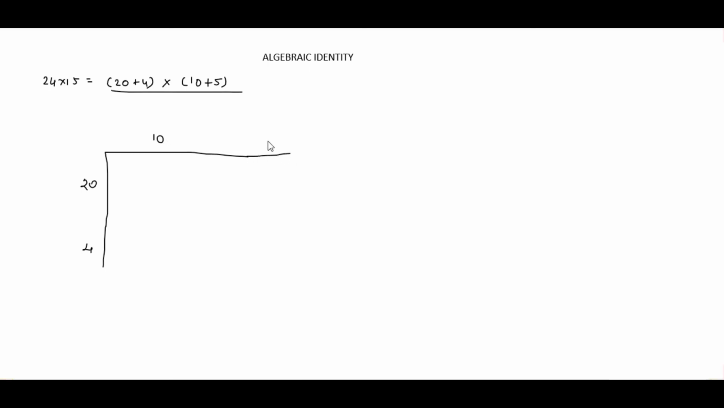Suppose we have to calculate 24 into 15. For 24 we can write it as 20 plus 4 into, for 15 we can write it as 10 plus 5. Let's draw a rectangle for this. Here we have 20 units height, then 4 here, and here we will have 10 units and then 5. Okay, let's complete the rectangle.